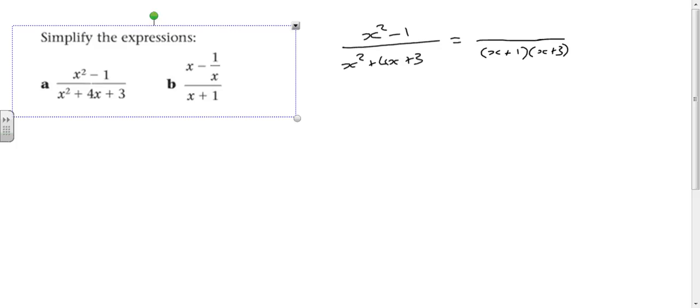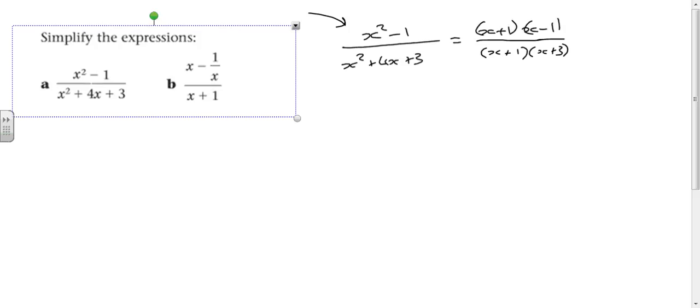Now, the thing that sets apart people that can do A-level maths successfully from people that can't is being able to spot things. So x squared plus 1, you need to be able to spot that's the difference of two squares. So that's going to be x plus 1 and x minus 1.